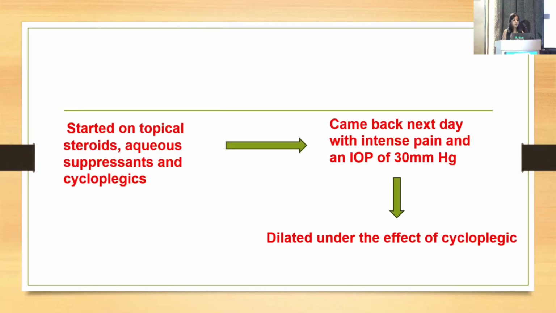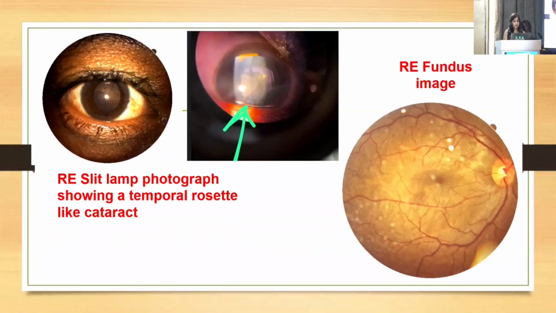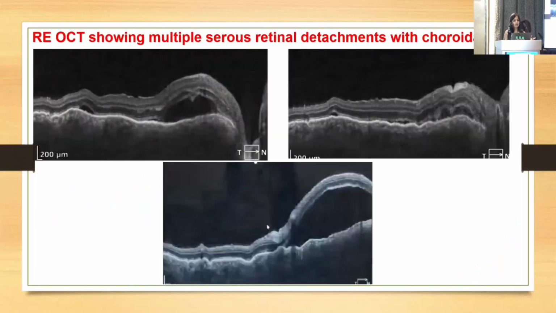So we started the patient on topical steroids, aqueous suppressants, and cycloplegics. However, the patient came back next day with intense pain and an intraocular pressure of 30 millimeters of mercury. So now the patient was dilated under the effect of the cycloplegic. So we could see a temporal rosette-like cataract in the right eye, and also the right eye fundus image showed multiple detachments, which was confirmed on OCT. It showed multiple serous retinal detachments with choroidal folds.